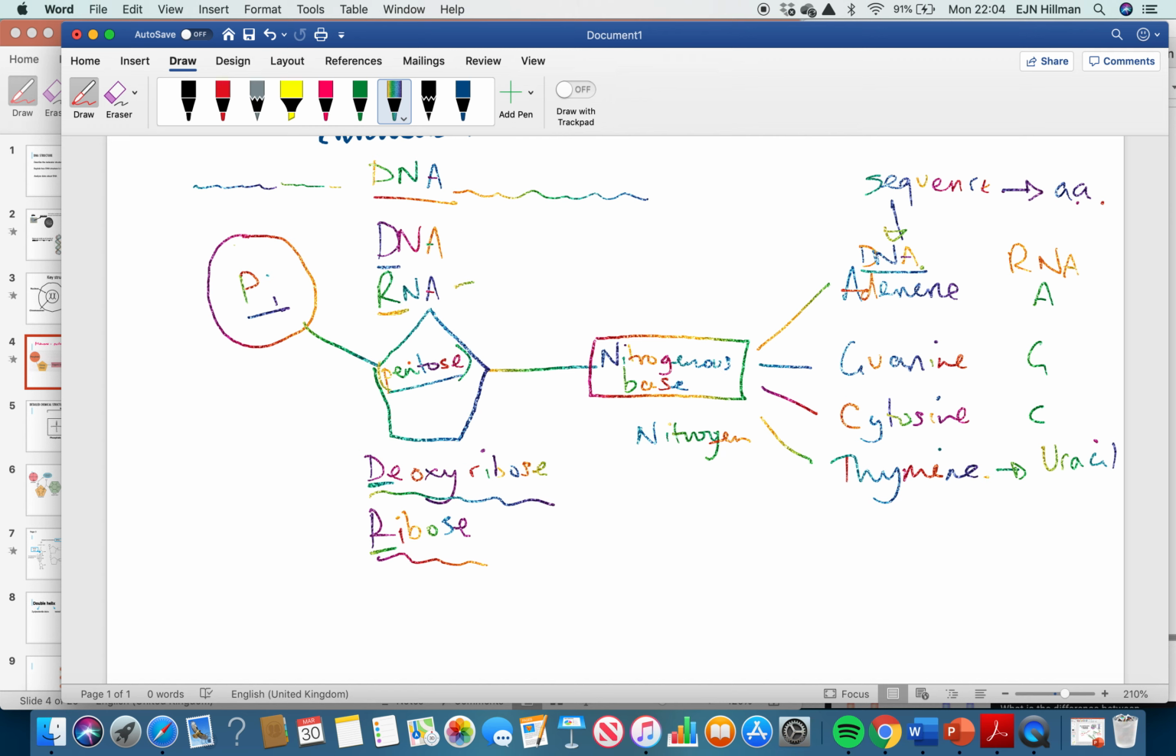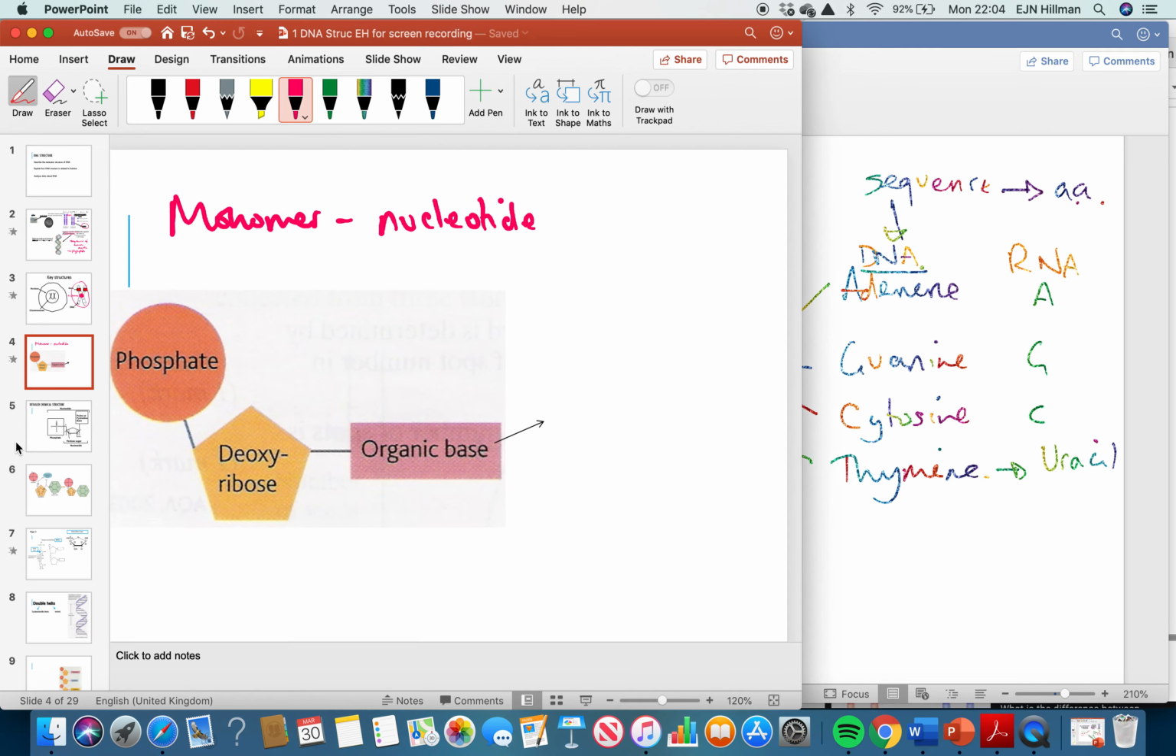Okay. Now, we'll talk more about the different forms of RNA. There are 3 forms that you need to be familiar with, which are mRNA, tRNA, and rRNA. We'll talk about those 3 forms when we come on to look at protein synthesis in future lessons.